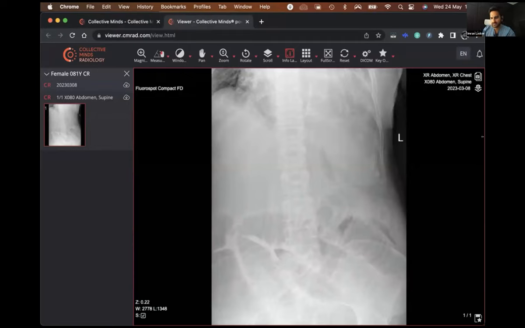So this looks like an abdominal film, and we don't have all the abdomen in here, unfortunately, but I think it gives you what you really want to know. So let's see what people are saying.